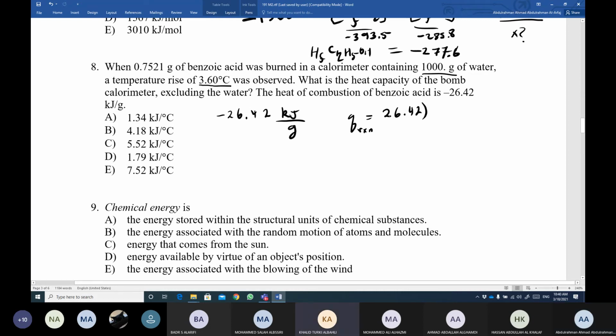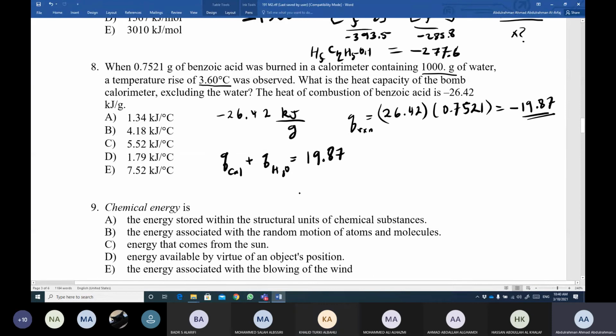Multiply by 0.7521. Exactly. And what's the answer? Minus 19.87. That's the heat for the reaction. What will be the heat of calorimeter plus water, the Q of calorimeter plus Q of water? It would be positive 19.87, without the minus.